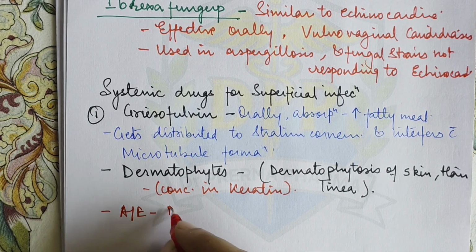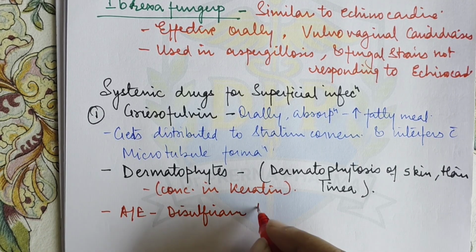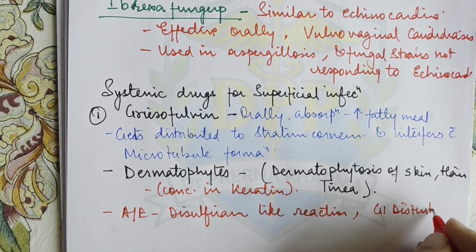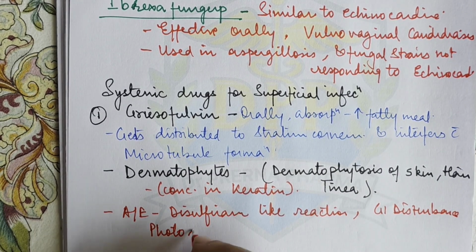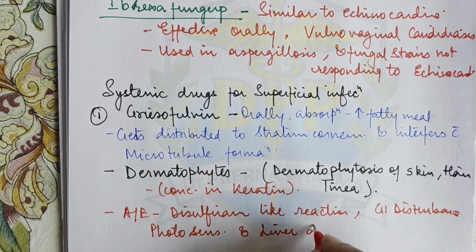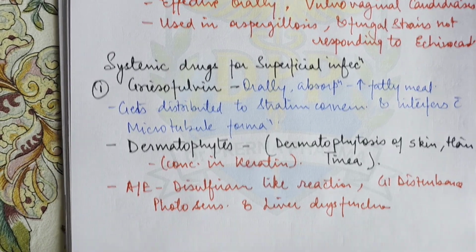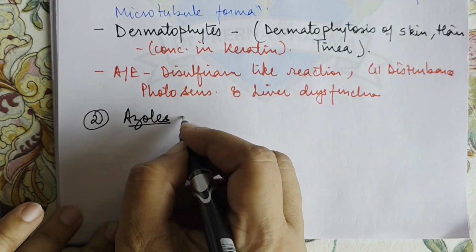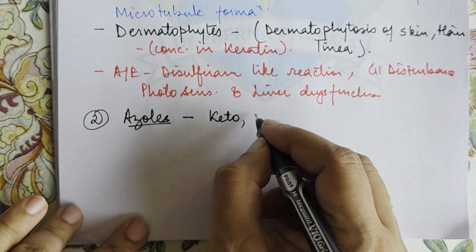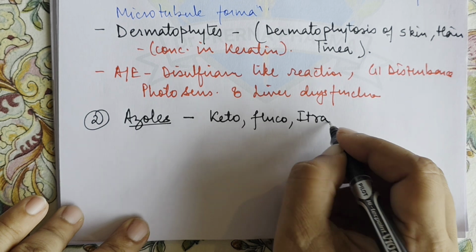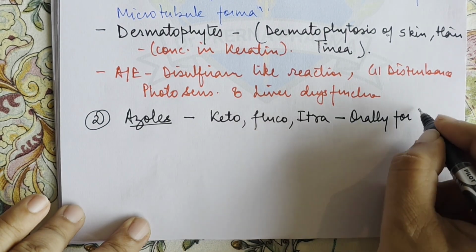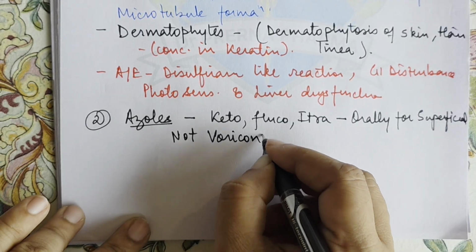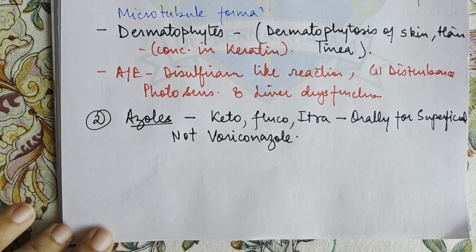Adverse effects: first of all, it causes a disulfiram-like reaction. Secondly, it causes GI disturbance, photosensitivity, and also liver dysfunction, right? Then azoles are also used for superficial infections. In this, ketoconazole, fluconazole, and itraconazole can be used orally for superficial infections, not voriconazole. Voriconazole doesn't have any action on superficial infections.